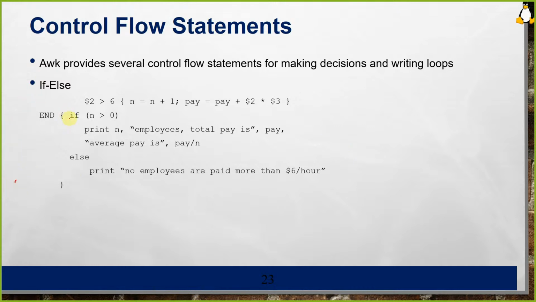Like here, if n is greater than 0, employees total pay is this, average pay is this, else no employees are paid more than $6 an hour, because we are calculating here $2 greater than 6, and then we are incrementing this value n and we are storing the value of pay into this, right? So that makes a simple if condition, but we are processing it after capturing the details into variables and then displaying the summary according to the values in the variable.